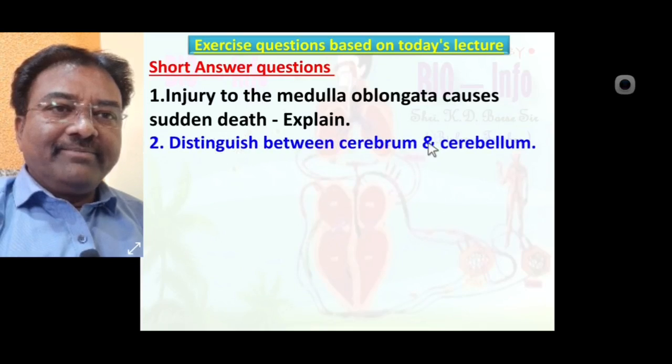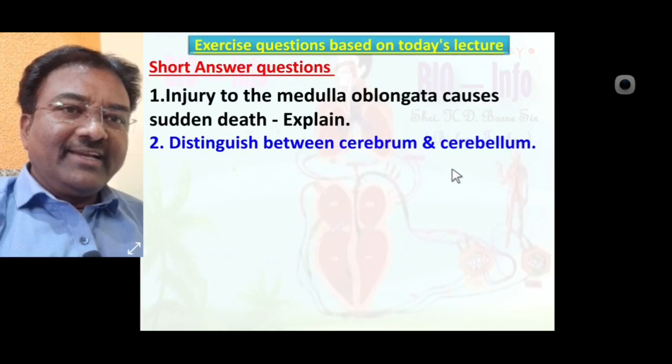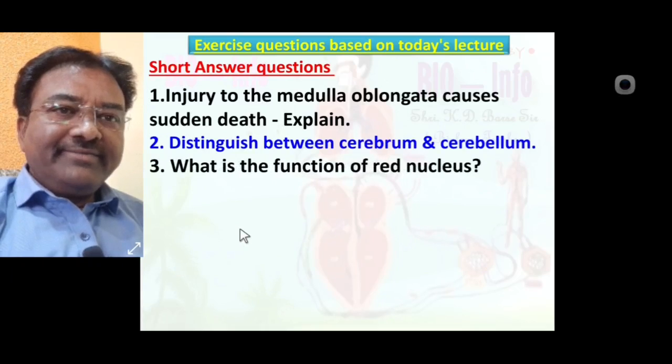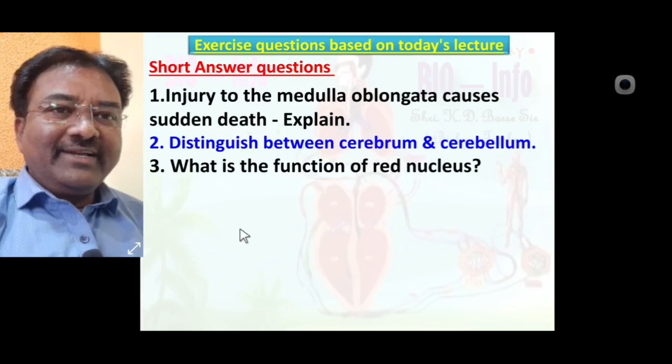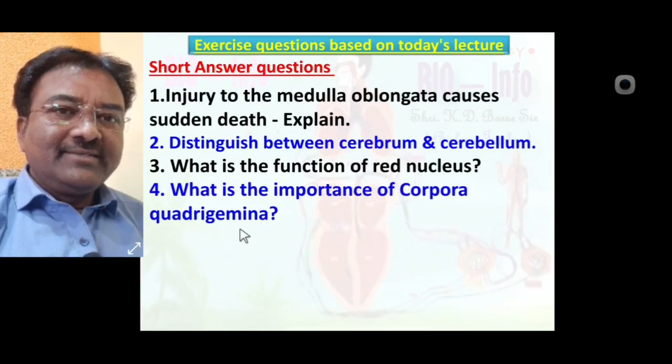Distinguish between cerebrum and cerebellum. You know, cerebrum is the larger brain, about 85%. Cerebellum is the smaller brain and it is a part of hindbrain. No doubt cerebrum is a part of forebrain. What is the function of red nucleus? Yes, maintain posture and also modify motor activities.